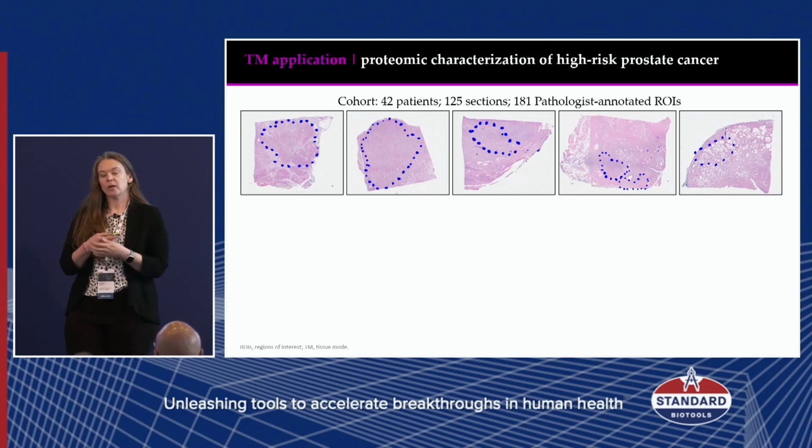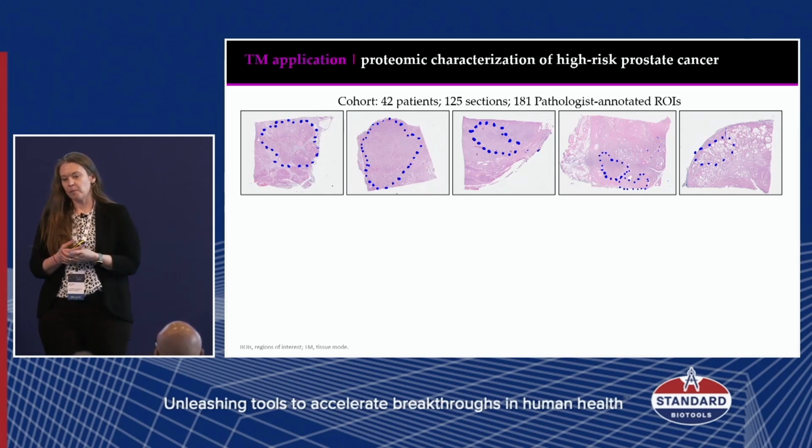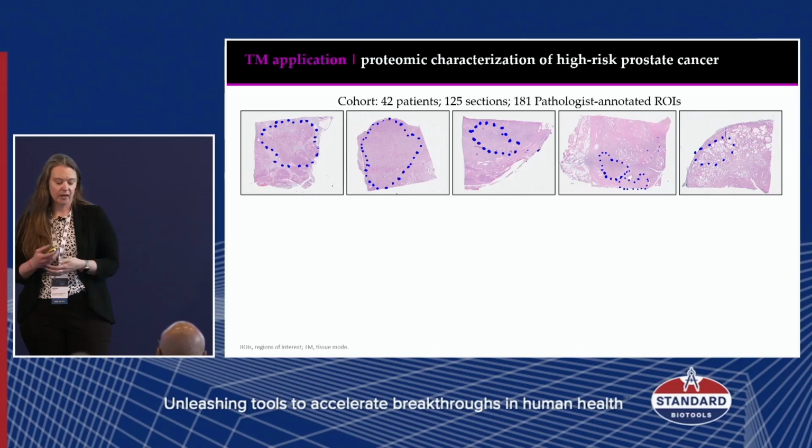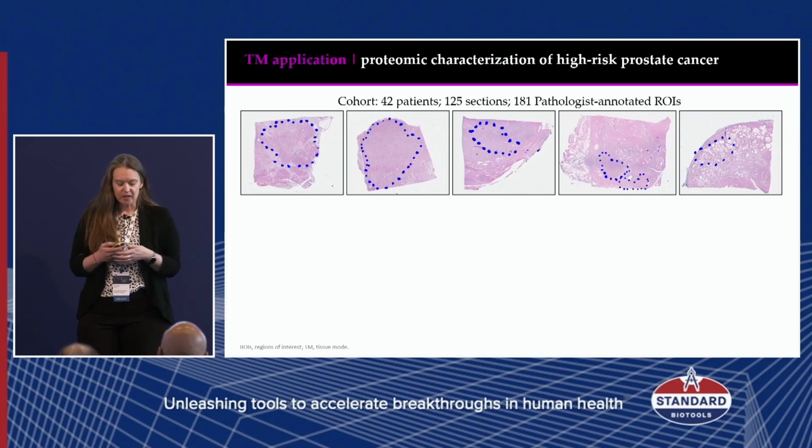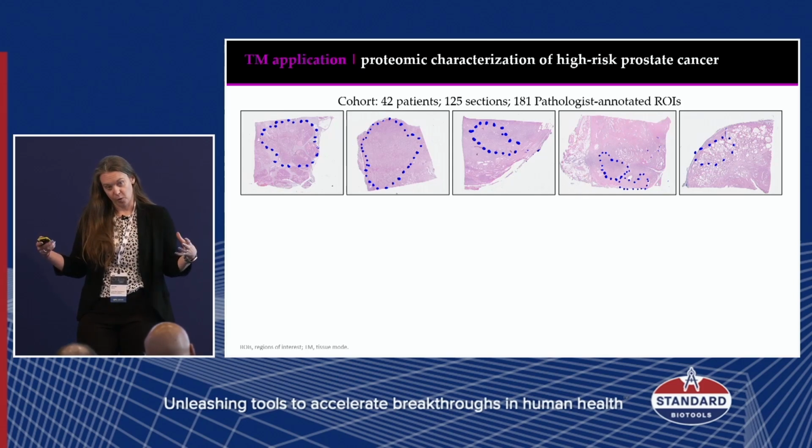And so, we know we can scale, but what is the use case for this? We also had a separate project. I have a separate project in the lab that's running, looking at the proteomic characterization of high-risk prostate cancer. There are a lot of parallels between these two. This is a large cohort. It's only 42 patients, but it's actually 125 whole slide sections. Across those, there are 181 pathologist-annotated ROIs. This is part of a multi-site study where everybody is responsible for acquiring all 181 ROIs in their entirety.